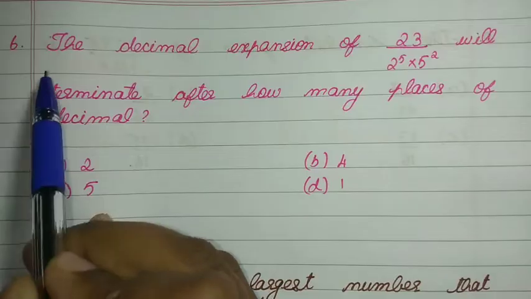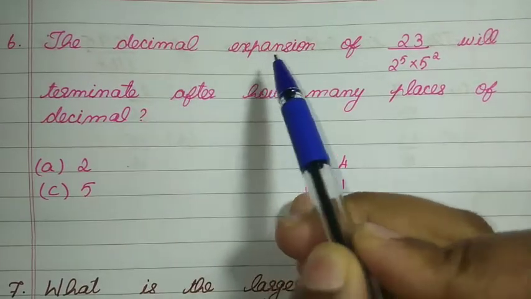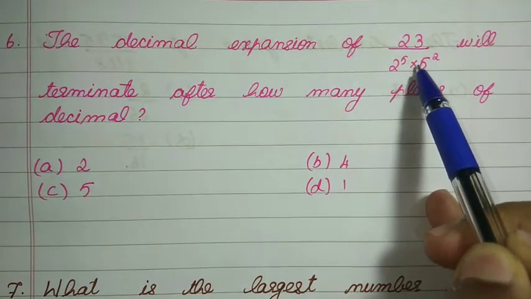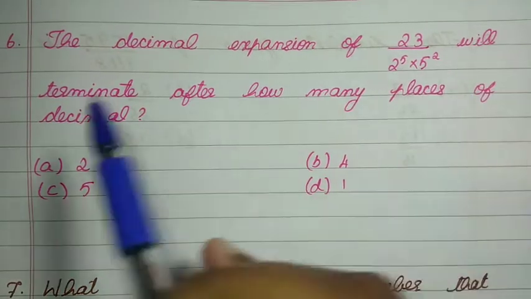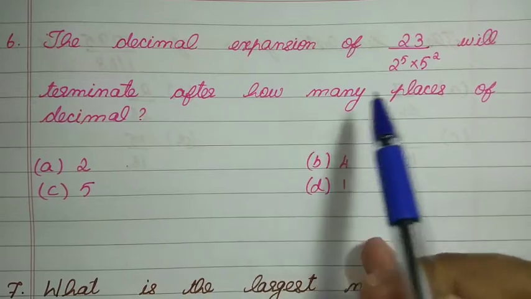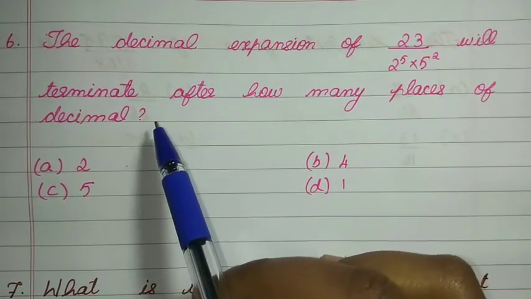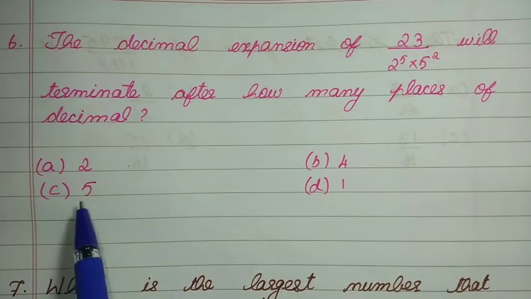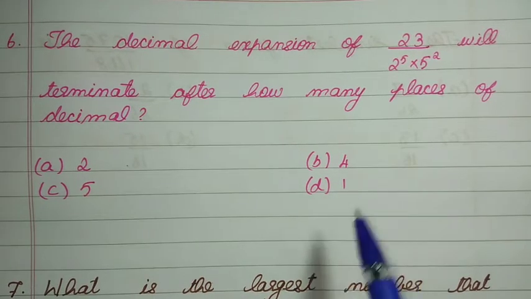Question 6. The decimal expansion of 23 divided by 2 power 5 into 5 power 2 will terminate after how many places of decimal? Option A 2, option B 4, option C 5, option D 1.